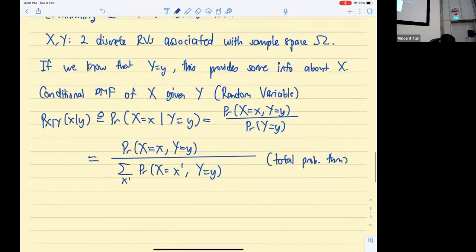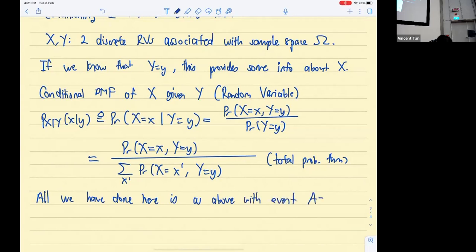Everything that we have done here is as before, as above, with the event A set to be the event Y equals y. So everything is the same. If you take Y equals y to be the big A here, then this is A here, this is A here, and you recover our discussion at the very beginning of this lecture. But here we introduce a new notation, P of X given Y, and the event A is the event Y equals y, which is captured by this symbol and this symbol here.